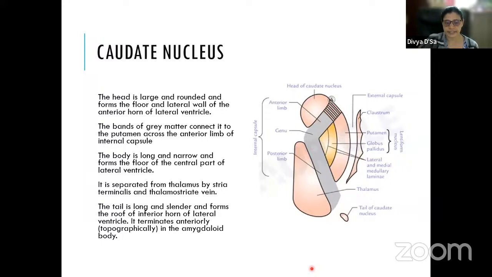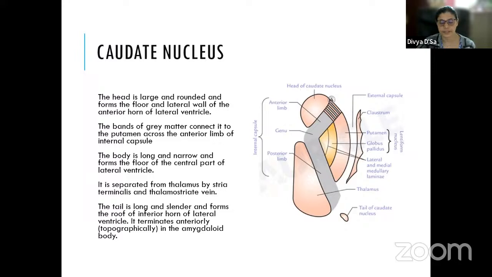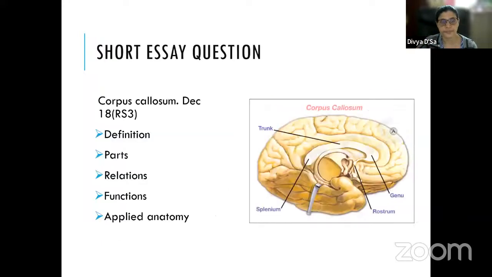So it terminates anteriorly in the amygdaloid body. So if you see, this is the floor of the inferior horn of the lateral ventricle. Not lateral horn, inferior horn of the lateral ventricle. So it is forming the roof of that. So that you write for caudate nucleus.